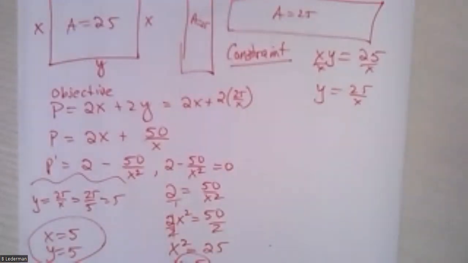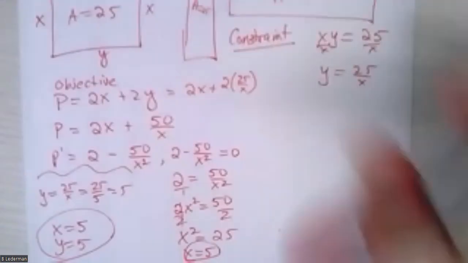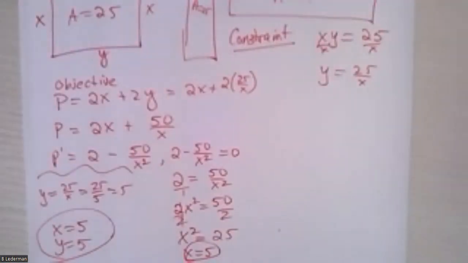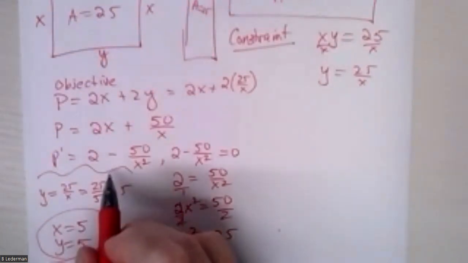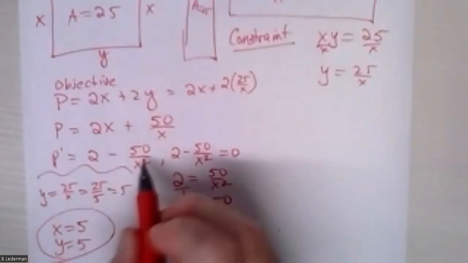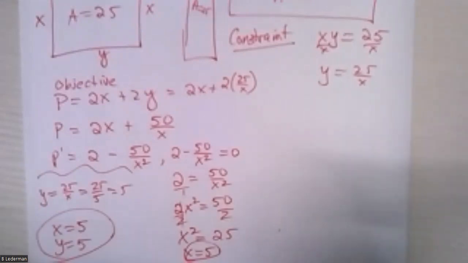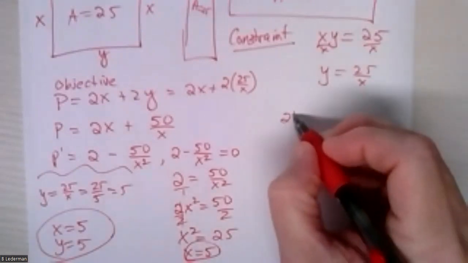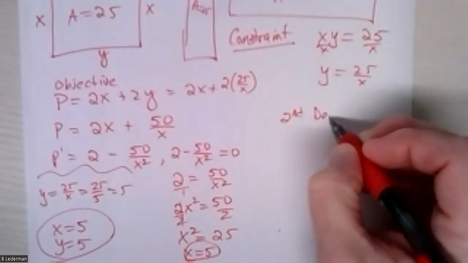Now, before I celebrate too much, I need to test that this is indeed a minimum. Again, I'll do either the first derivative test or the second derivative test. In this situation, since P prime is 2 minus 50 over x squared, I think I'm going to do the second derivative test.